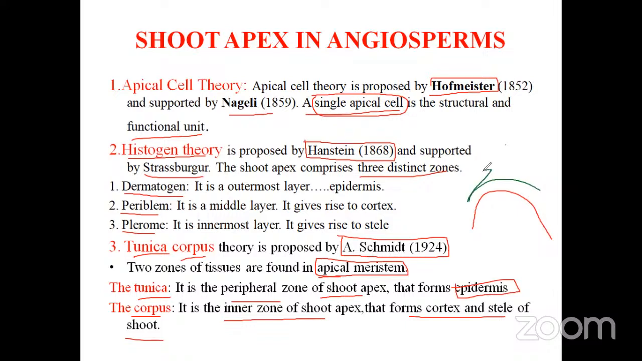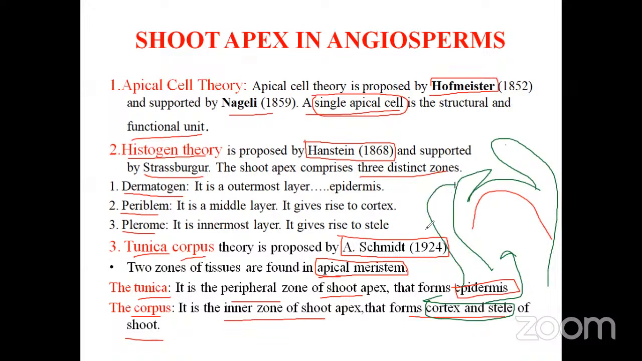This is the tunica. Green color tunica, the center inner one, corpus. From the cortex and stele, both cortex and stele formation form from this region. Epidermis from the tunica region. Right?